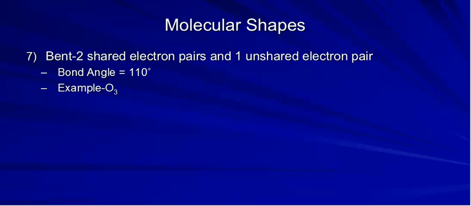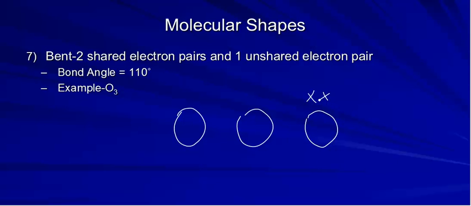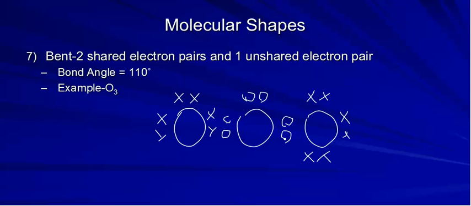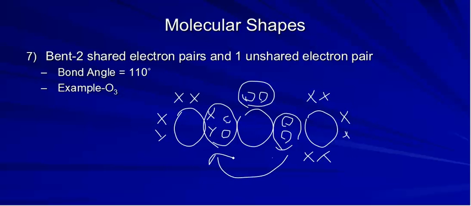And number 7 is bent. And this is the second bent molecule. O3 is bent. When you draw this structure, there has to be a double bond in order to get all elements to have 8 valence electrons. But a double bond counts as one. So this is one shared pair, here's the other shared pair, and then you've got your unshared pair around the central element. Bond angle between these oxygens is 110 degrees.